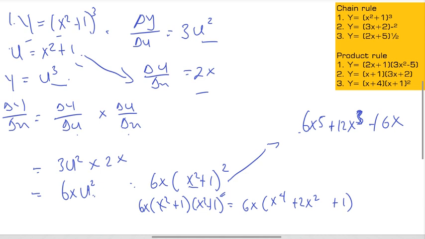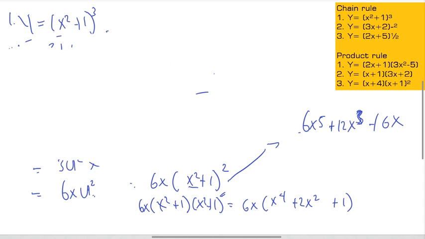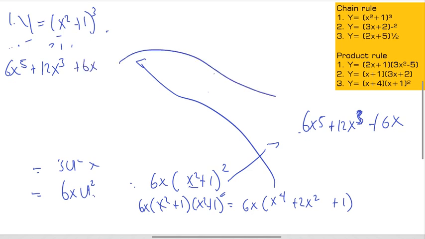So now let's multiply out. Let me clean this top part. You can always pause the video too, right? So now bringing this here. So here we have 6x times x to the power of 4, that will give 6x to the power of 5. 6x times 2x squared, that will be 12x to the power of 3. Then 1 times 6x will be 6x. Now you can check it and you can see that the answers are the same. So whichever one you feel, but the second one is actually faster.